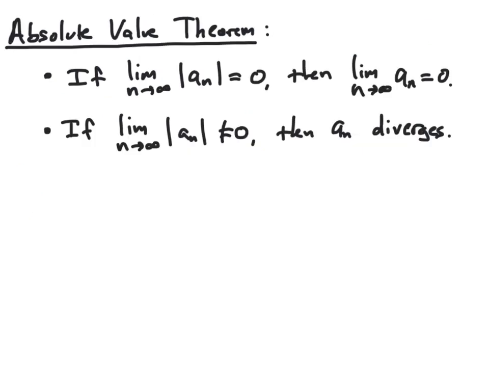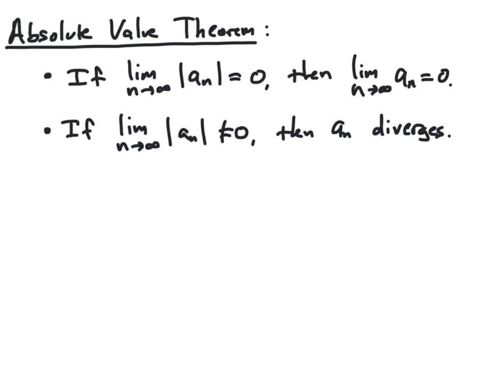The last technique that we'll discuss in this video for determining whether a sequence converges or diverges is often referred to as the absolute value theorem. This technique is often very useful when we have a sequence that involves an alternating sign, such as -1 to the n or -1 to the n plus 1. This test says that if we take the absolute value of our sequence, which effectively gets rid of our alternating sign, whether or not that limit is equal to 0 or not determines what will happen with the original sequence.